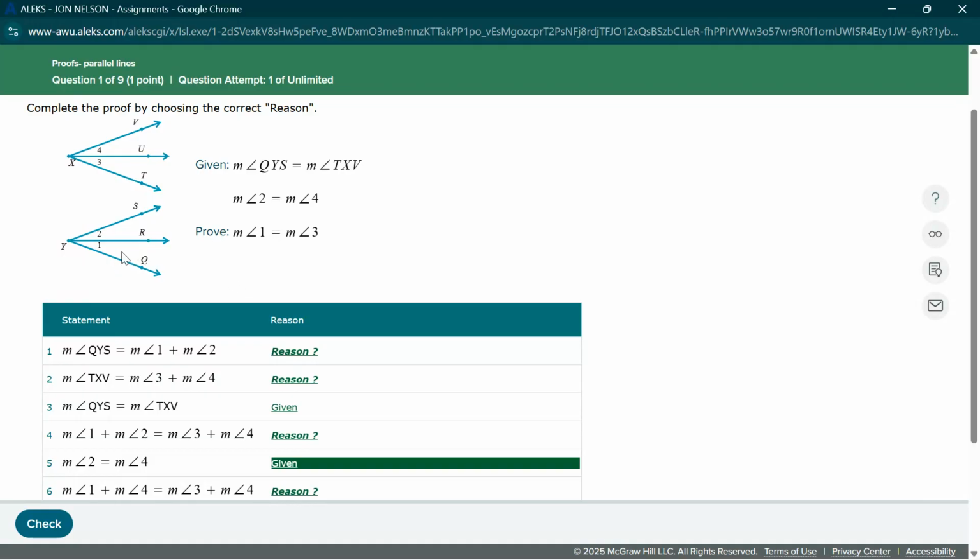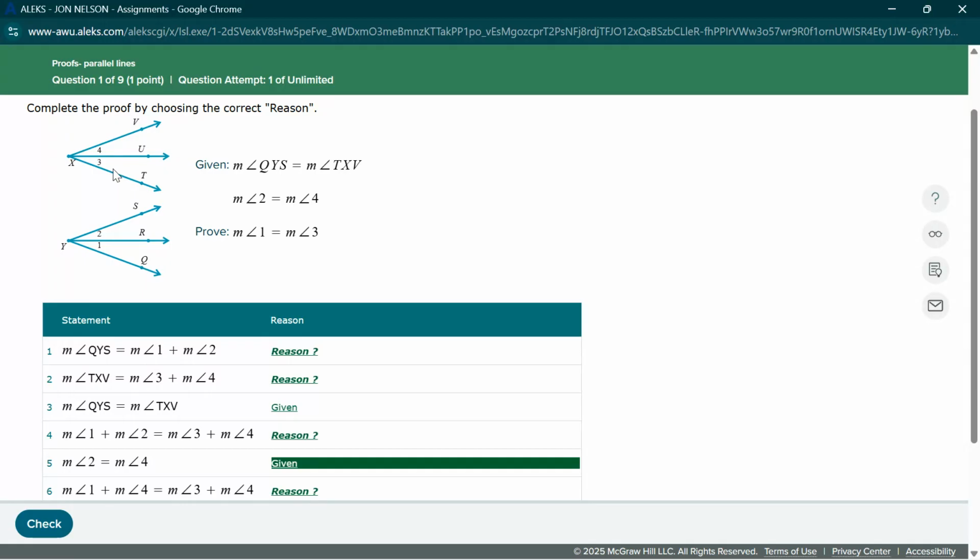So I believe that we should brainstorm a little bit. That's our goal, right? To get 1 and 3 equal to each other. Well, what do we know? Angles 2 and 4 are equal to each other. There, 2 and 4. And the whole angle QYS is equal to the whole angle up here, TXV.